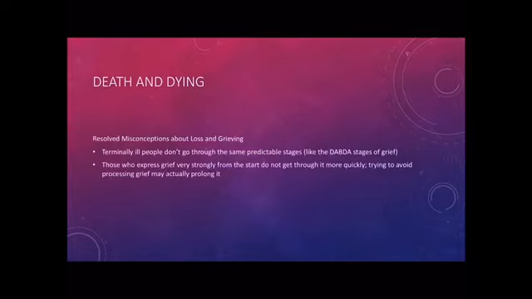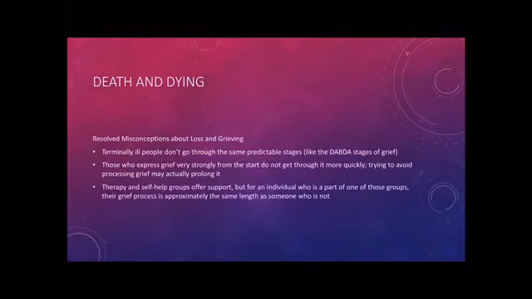So we kind of have this catharsis hypothesis that, if people get it out, then it somehow goes away or doesn't affect them as much. And that's just not true. Whether you express grief really strongly from the start or only moderately strongly, it doesn't make you get through it any more quickly or any less quickly. But trying to avoid processing grief can actually prolong it. So it's best to just face this stuff head on and try to work through it.